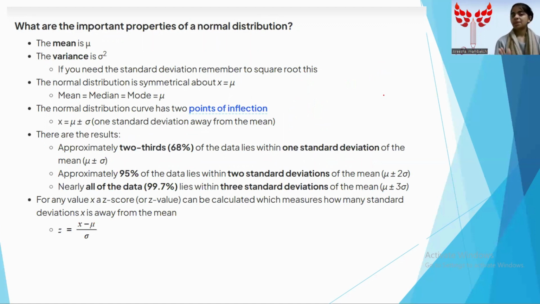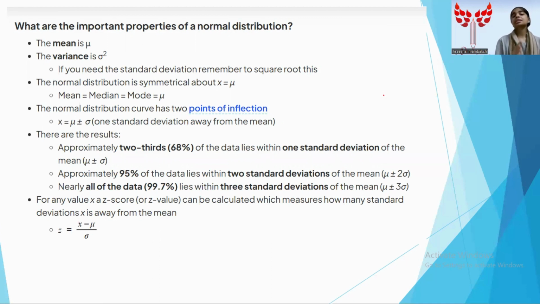Mean and variance are two important things we've already talked about. One more important thing to know is that in a normal distribution, your mean, mode, and median are all the same because it is a symmetrical distribution. The normal distribution curve has two points of inflection: mean plus standard deviation and mean minus standard deviation. At both of these points, your probability density will be the same.